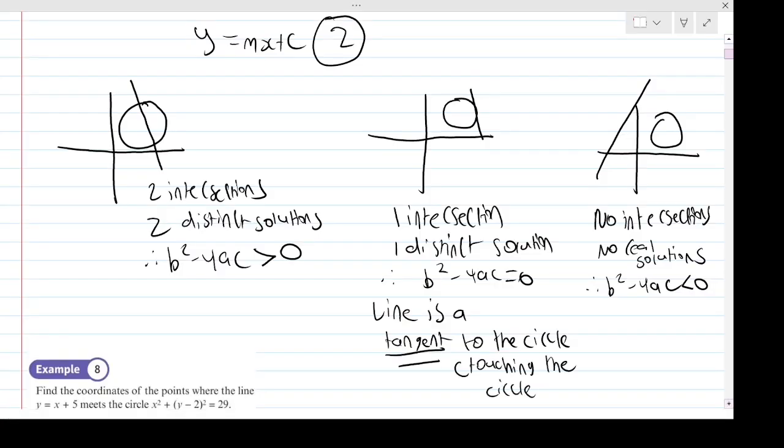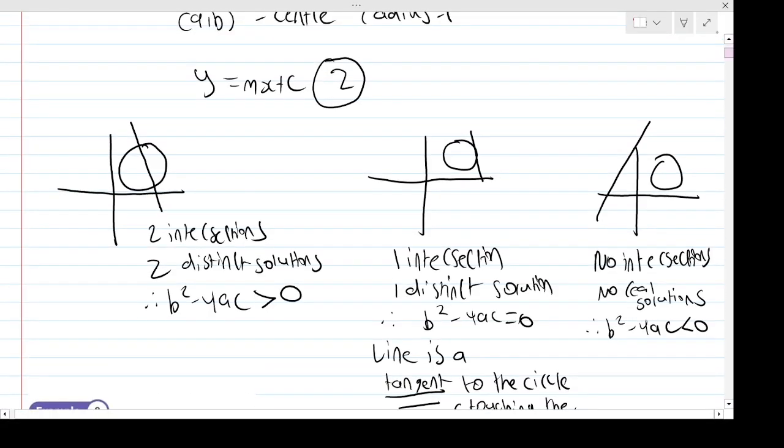Okay, so when you see that a given line to a circle is a tangent to the circle, that means automatically it only intersects the circle once. And so therefore, one solution, so the discriminant will be equal to 0.